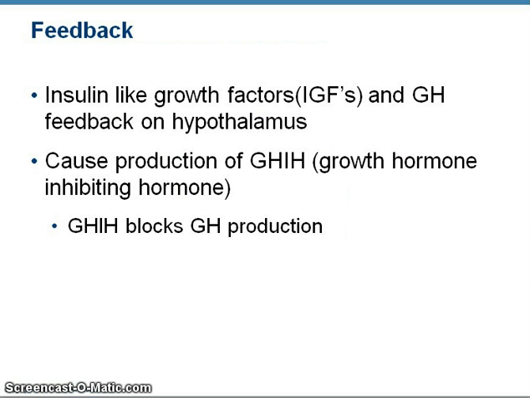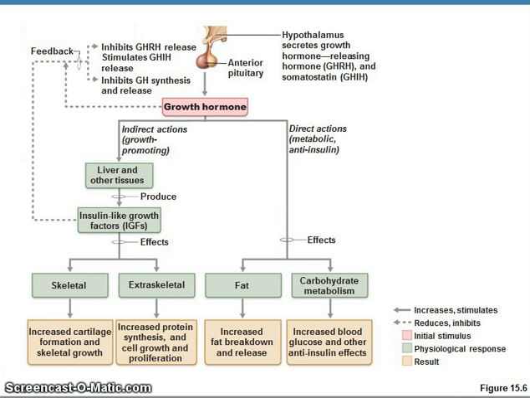So now you have insulin-like growth factors and growth hormone circulating throughout your bloodstream. They are going to make their way back at some point to the hypothalamus, and when they reach high enough levels, they are going to cause the production of growth hormone inhibiting hormone, which will travel down the pituitary portal vein and block the production of growth hormone so that you have the right level of growth hormone to fuel normal growth. All right, so this is the big complicated picture from lecture that we went over.